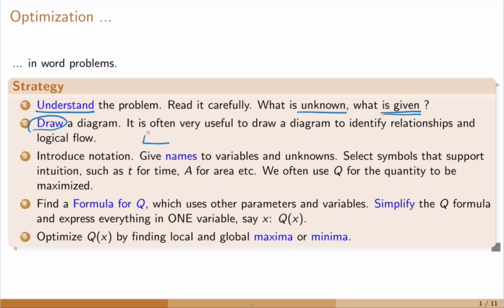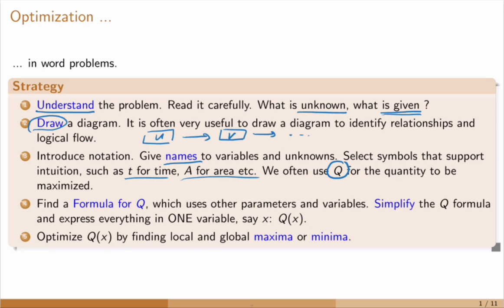Quite often we do something like a little flow diagram, so we say U transforms into V or something, etc. So that's what I mean by a diagram, because a diagram can clarify your thoughts and clarify the logical flow of the arguments. Then we introduce notations, so all variables need names. Then it's good to use intuition for the names, so we often use T for time, A for area, etc. And then Q is mostly used for the quantity that needs to be maximized or minimized.